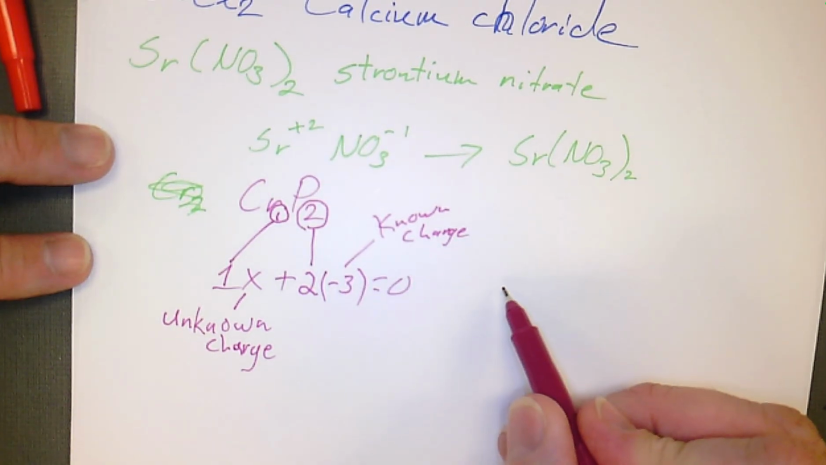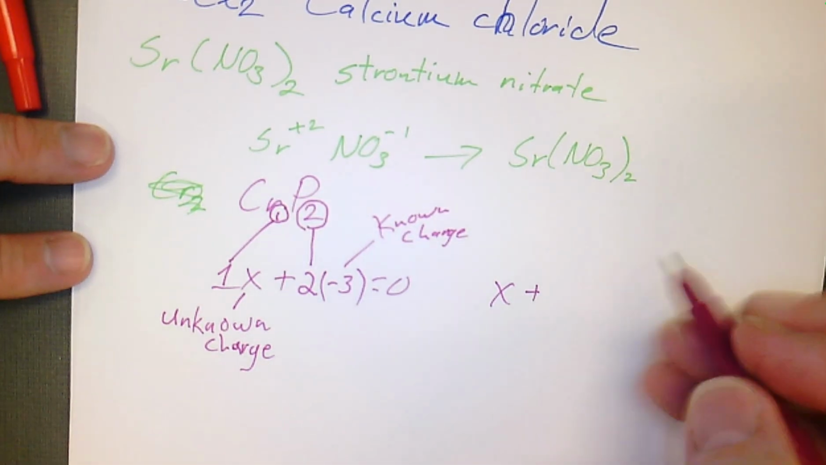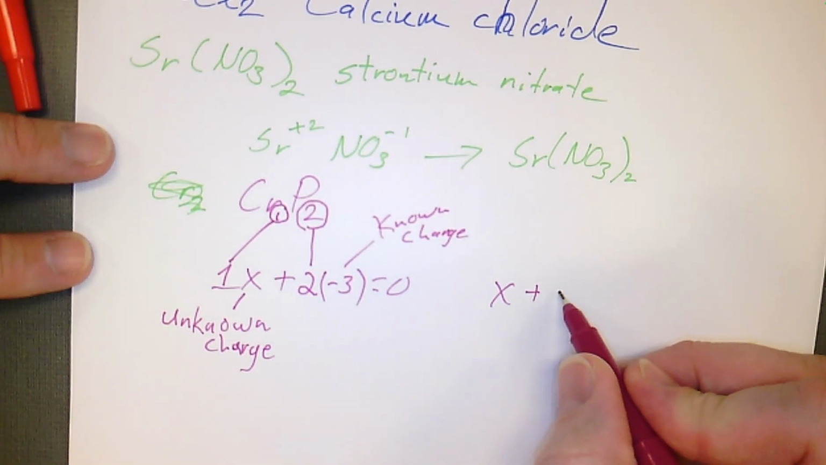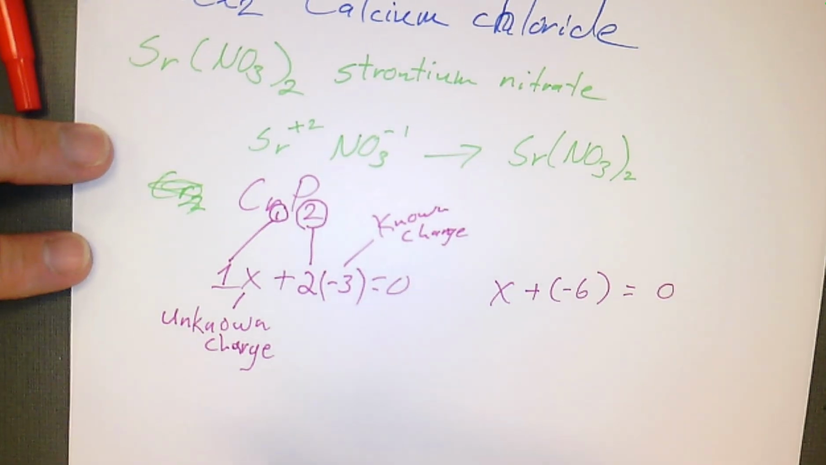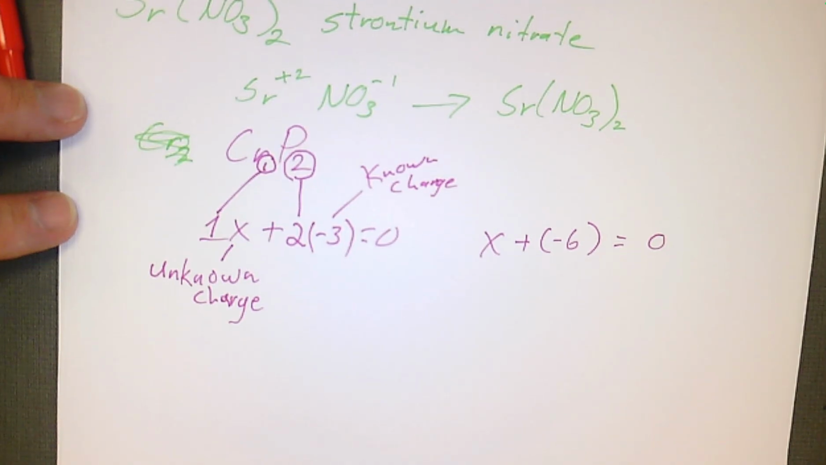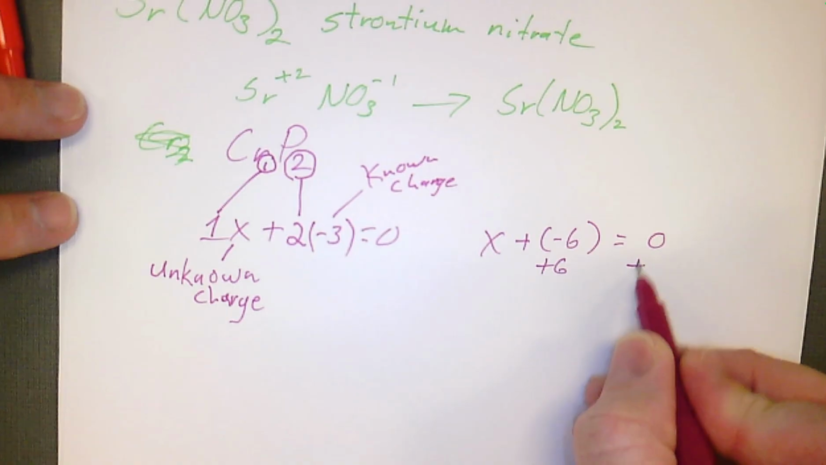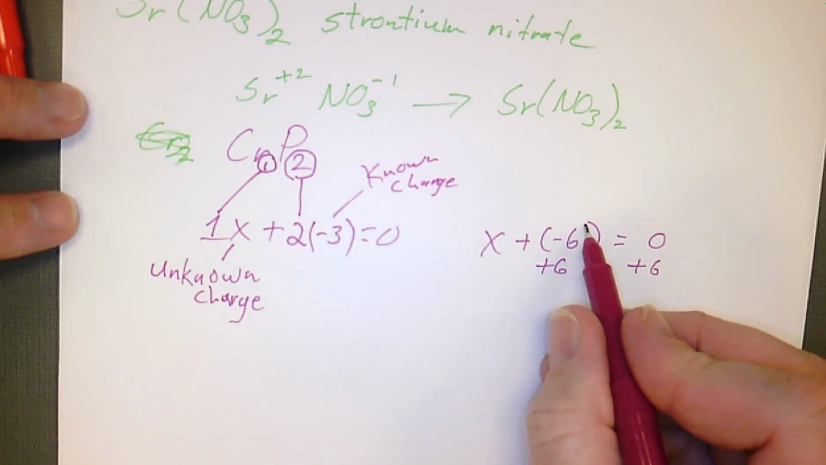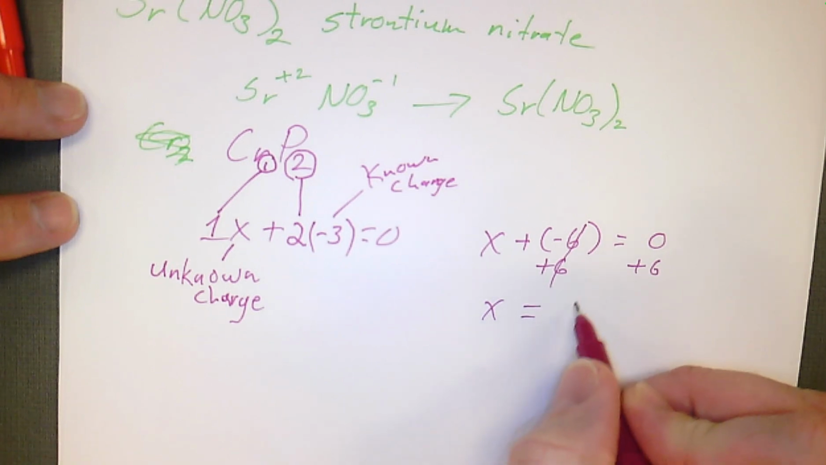1x is the same thing as x plus, what's 2 times -3? -6 equals 0. How do I get 6 to the other side? Or how do I get x by itself? Yeah, we're going to flip it. We're going to add 6 to both sides, right? That will cancel that one, and then I get x equals 6.